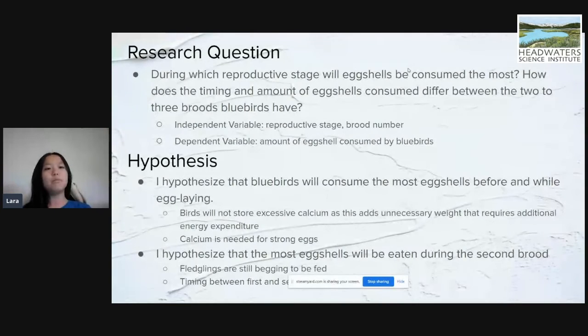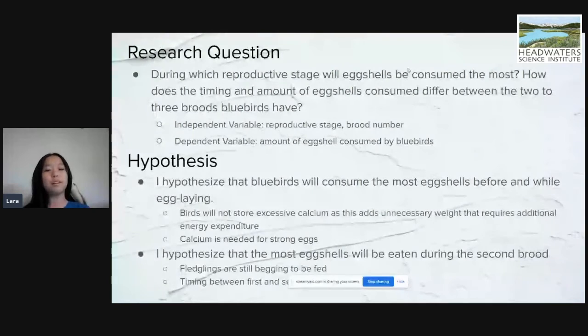Which leads me to my question: during which reproductive stages will eggshells be consumed the most, and how the timing and amount of eggshells consumed differ between the 2 to 3 broods bluebirds have? My independent variable was reproductive stage and brood number. My dependent variable was the amount of eggshells consumed by bluebirds. I hypothesized that bluebirds would consume the most eggshells before and while egg laying. This is because birds will not store excessive calcium, as this adds unnecessary weight that requires additional energy usage.